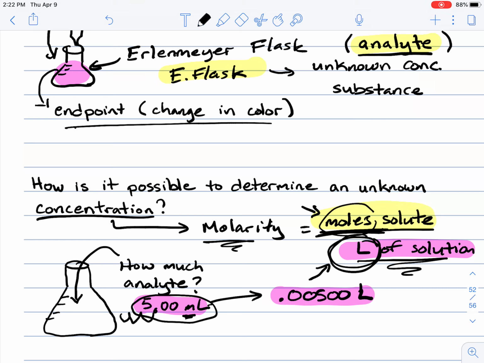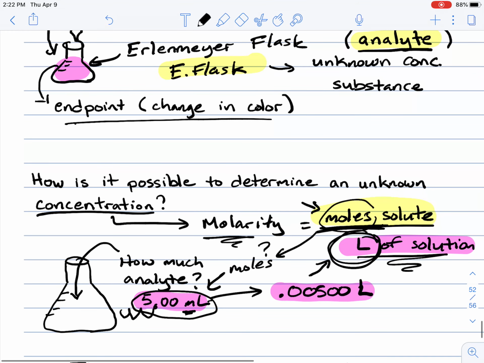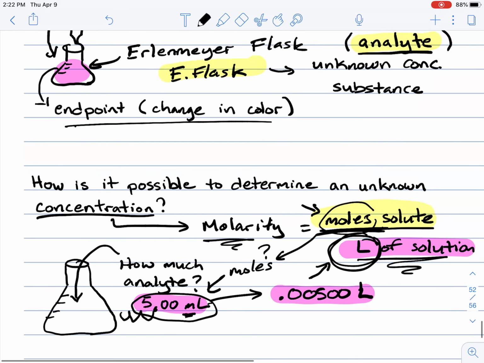So of this 5 mL, how many moles of solute are there? Okay. And so this is where titration is going to kick in. And so we didn't even do a titration in this specific discussion. We just determined the volume of the solution that we use, and we plug that into the denominator.